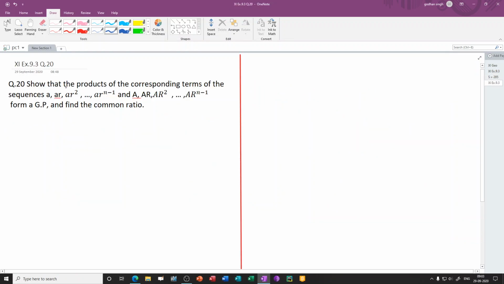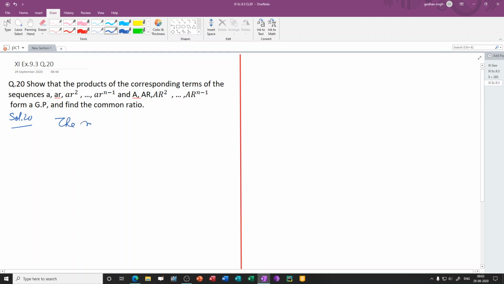Question number 20. Show that the products of the corresponding terms of the sequences a, ar, ar square, so on till ar to the n minus 1, and capital A, capital AR, capital AR square, so on till capital AR to the n minus 1, form a GP, and find the common ratio. So let us solve this 20th one. Solution number 20. We'll find the new sequence now.